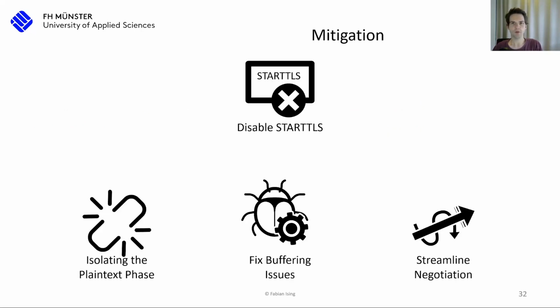So how do we go about mitigating these issues? The most straightforward thing to do as an email user is to switch to implicit TLS and disable STARTTLS. Server providers, on the other hand, should also evaluate if they can cut STARTTLS support in the future. However, we recognize that disabling STARTTLS might not be a workable solution for everyone.